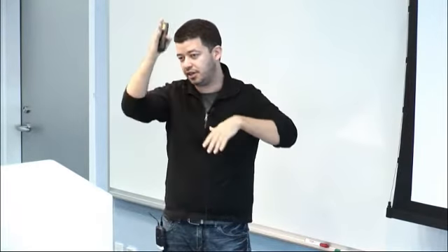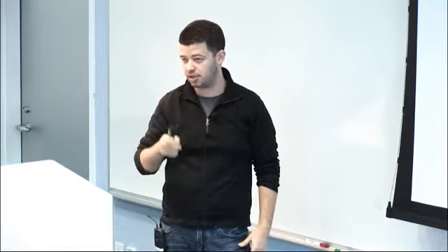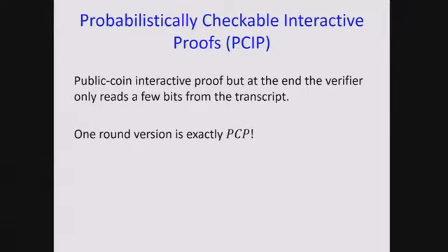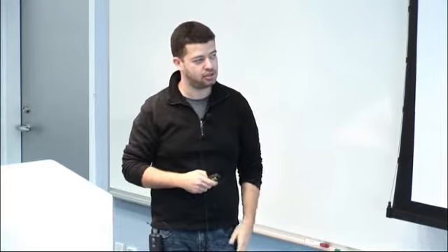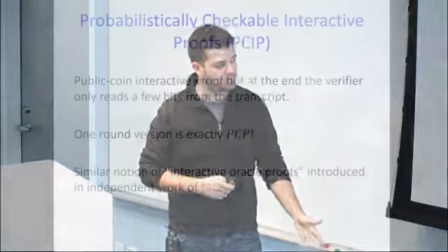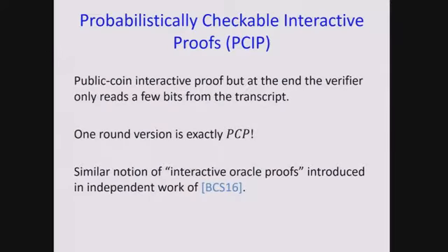Okay, so we run any old public coin interactive proof, but at the very end, instead of reading the entire transcript, the verifier only reads parts of the transcript. And if you think about it, the restriction to just one round, sending over one message, this is basically just a PCP. So it's a natural extension. I just saw a couple weeks ago on ePrint a paper of Ben-Sasson, Chiesa, and Spooner, I'm not sure, which introduces, I think, an equivalent notion which they call interactive oracle proofs. But it's basically the same.